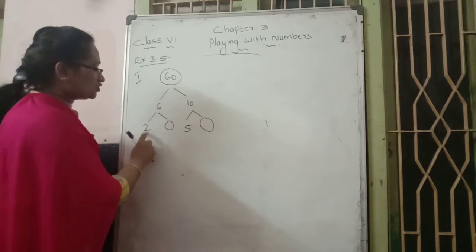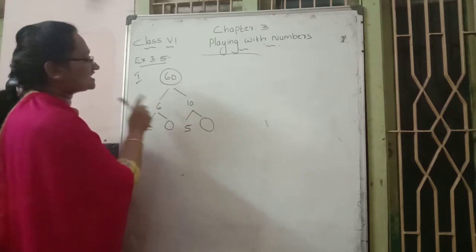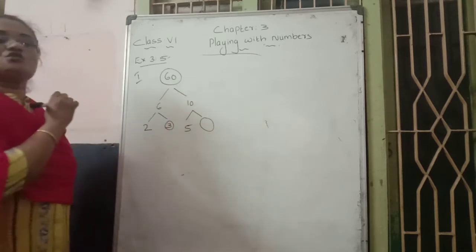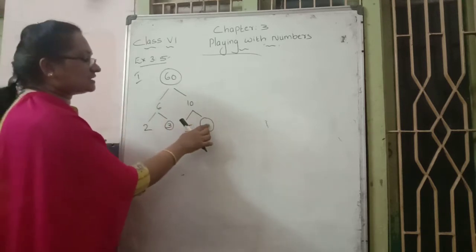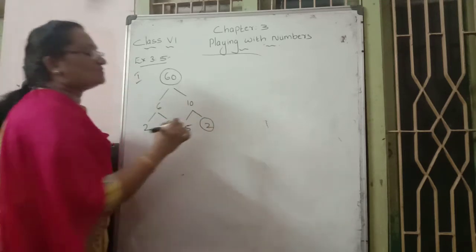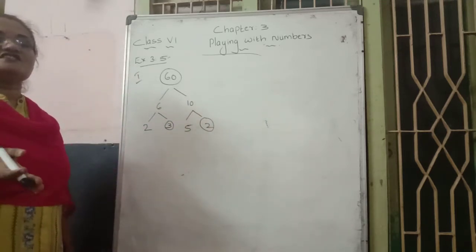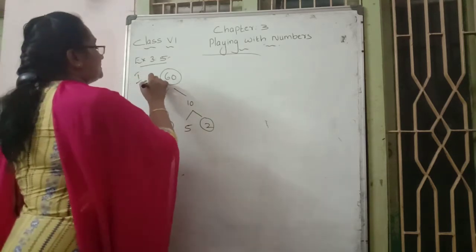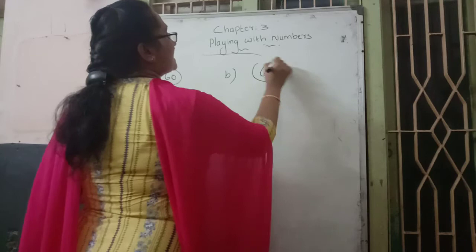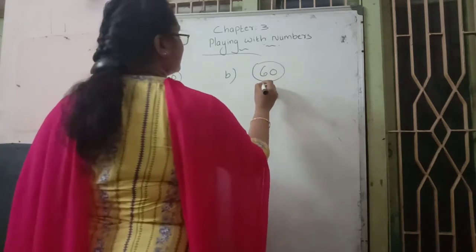So 2 is multiplied by which number to get 6? 2 is multiplied by 3. 2 threes are 6. Then which number comes here to get 10? 5. 2 fives are 10. So we fill the missing places. That is our A part. Then the B part is also the same. A factor tree is there, another way they have given.